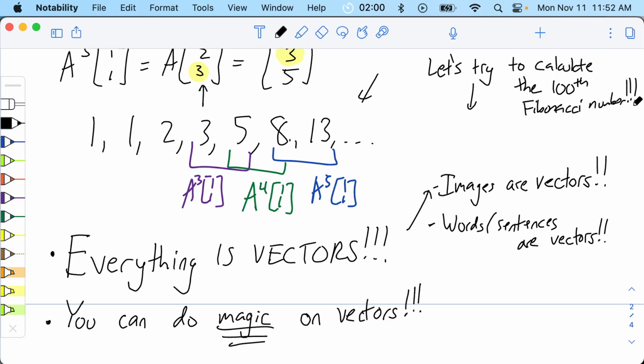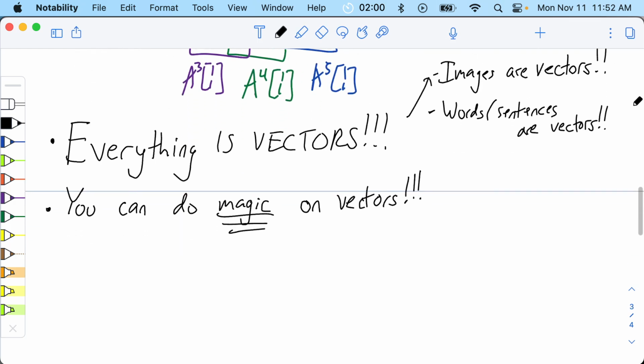And you might think, okay, to calculate the 100th Fibonacci number, you're going to have to add these things up 100 times. You're going to have to do 100 units of work, 100 additions and subtractions and so on. And that's because you need to calculate A to the power 100. That's going to be 100 matrix multiplications. But there is a super sneaky secret way of using vector magic to calculate A to the power 100 doing almost no work.